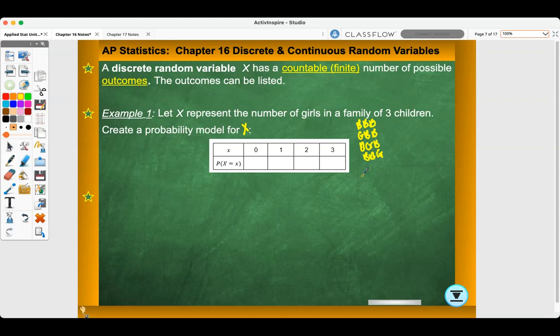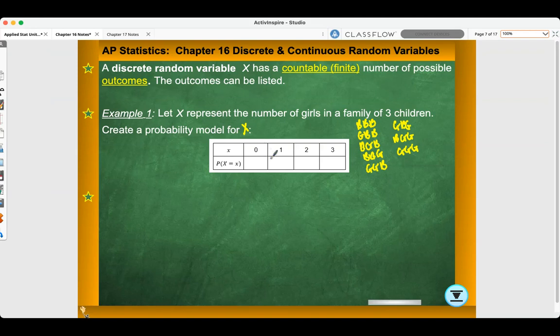You could have 2 girls, which could be the order girl, girl, boy, girl, boy, girl, or boy, girl, girl. And then the last we could have 3 girls. So our total here is 1, 2, 3, 4, 5, 6, 7, 8. So to fill out our probability model for x, the probability of having 0 girls would be 1/8 because there's only one combination out of 8.